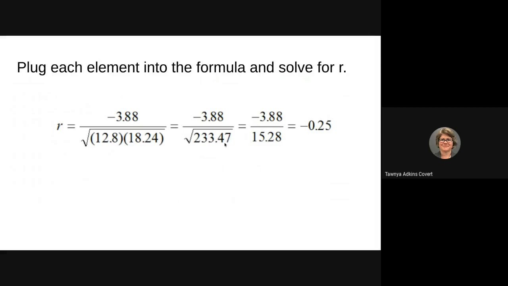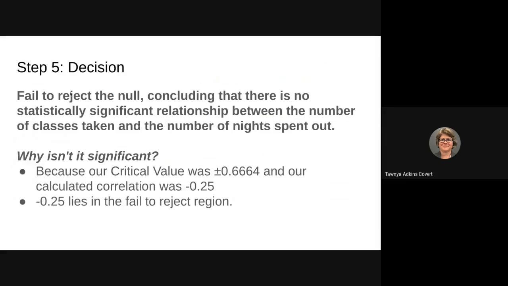Why is it under the square root symbol? We squared all those numbers to get rid of the negatives, and we're going to have to undo that squaring to make it something that we can interpret, right? Because we're talking about squared nights out and squared classes. Well, that doesn't make any sense. So negative 3.88, if we multiply these two numbers together, we get 233.47, and we get a value of negative 0.25.